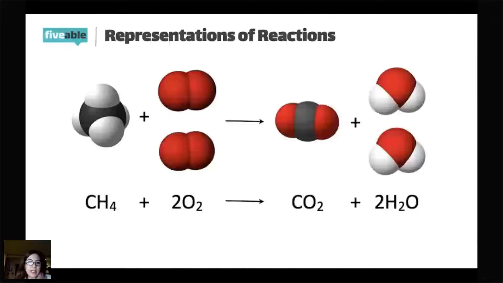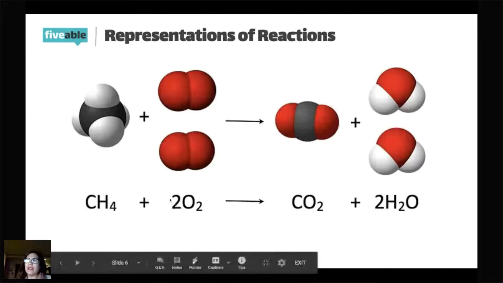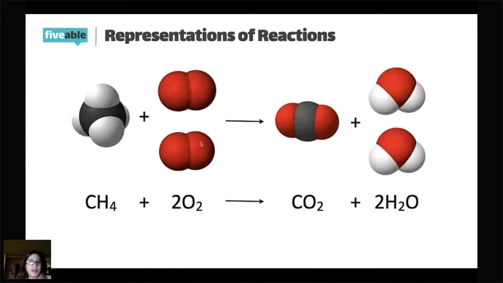Okay, it is common to represent the reactions with the shapes of the molecules. So this is a CH4. Now, if this coefficient is two, we need to show two molecules of oxygen. So we're going to represent the particles, but also the counting of the molecules.